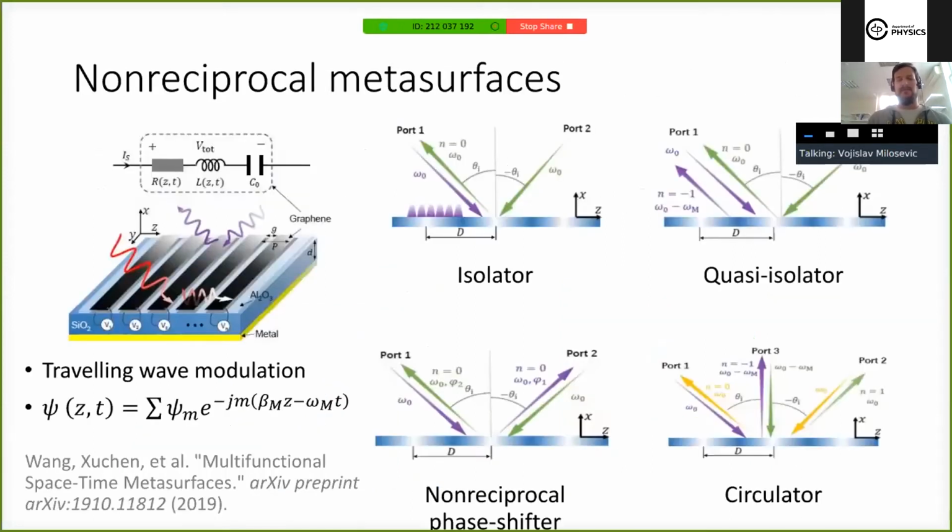And in the case of metasurfaces, this traveling wave modulation can be used also to achieve non-reciprocity in reflection or in transmission. And here I picked one example of the paper, and there are many more. But this was interesting because it shows how a single metasurface can be used to realize many functionalities depending on the modulation parameters. So it can be used to realize isolator, quasi-isolator, non-reciprocal phase shifts, and circulator behavior by distributing the energy of the incoming wave in different diffraction orders, and also depending on the direction of the propagation.